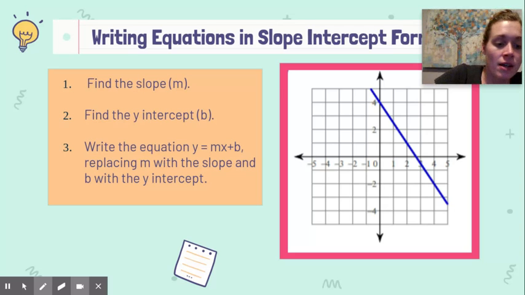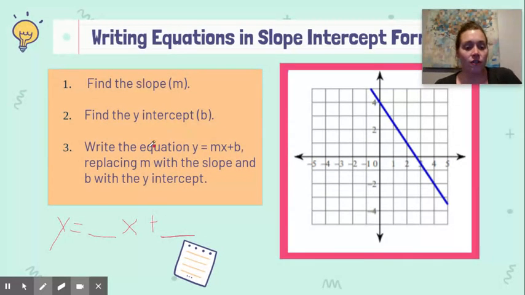Okay, so you can kind of think of it as we're always using this template where we're going to say y equals something x, that's whatever our slope is, plus b, whatever our y-intercept is. So we just need to fill in the slope and the y-intercept to get our equation. Well, to find the slope, we do exactly what you learned last week, just rise over run.